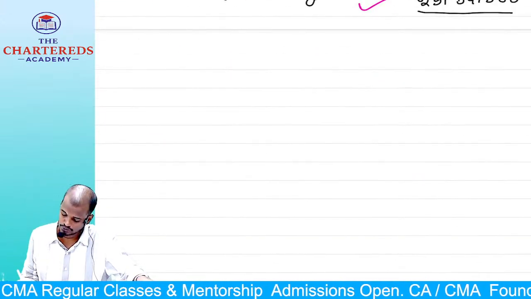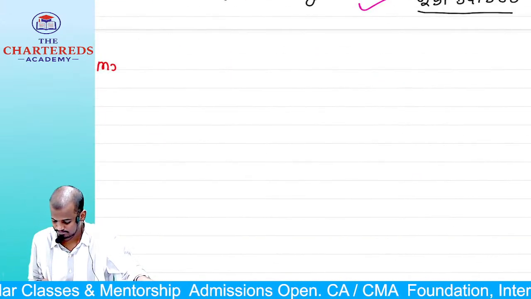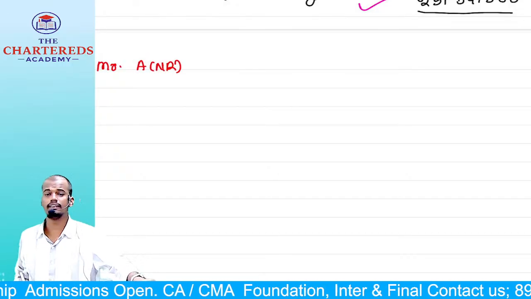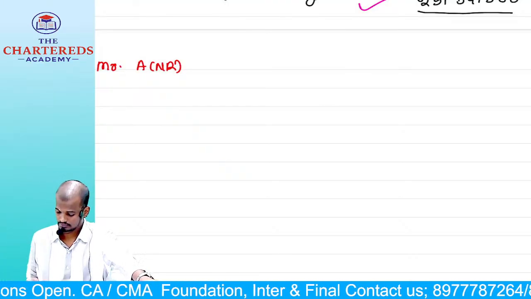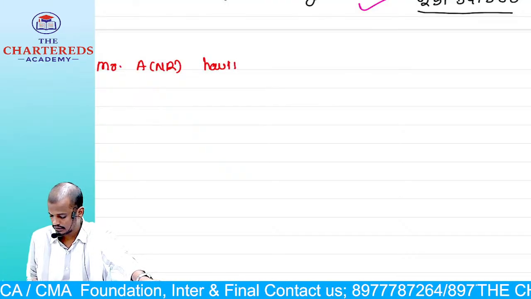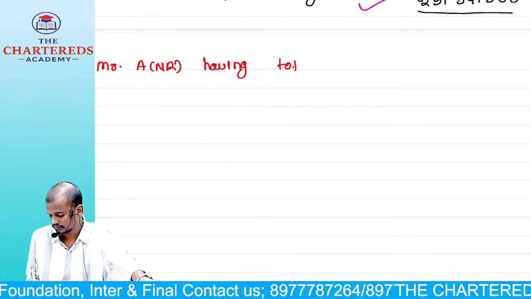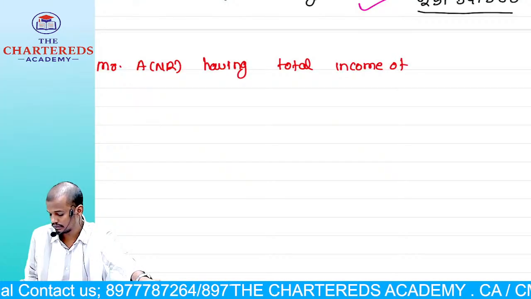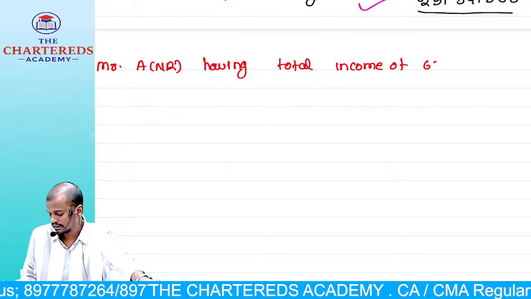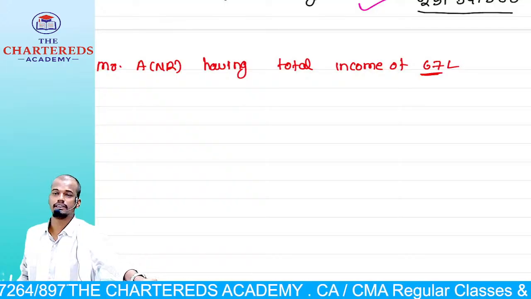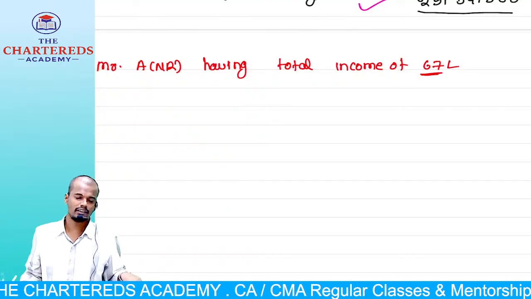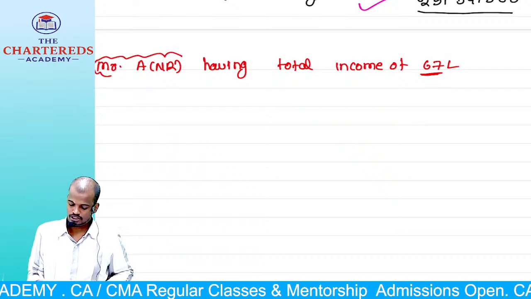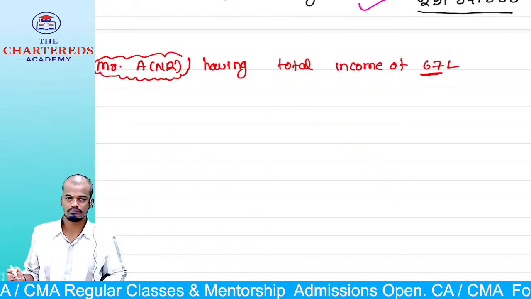We'll take another example also. Mr. A is a non-resident having total income of 67 lakhs. So whether surcharge is going to be applicable or not?